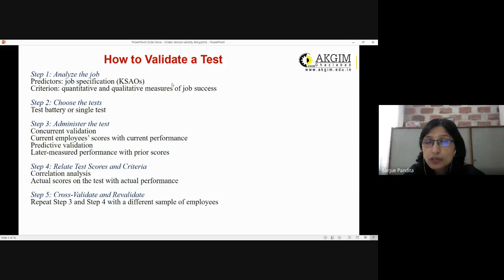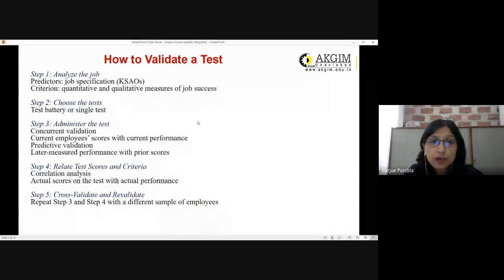Because if you are not going to analyze the job, if you do not have the job specifications of a particular job, you cannot reach qualitative and quantitative measures of the job. And if you cannot quantify your job, if you cannot measure a job, you cannot use a validation of the test, right? Now, first of all, it is very important that you analyze the job for which you want to hire your people. Then second is choosing the test.